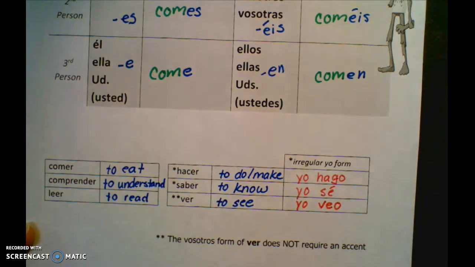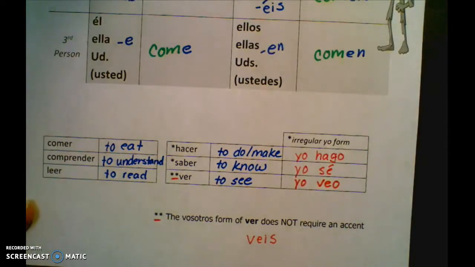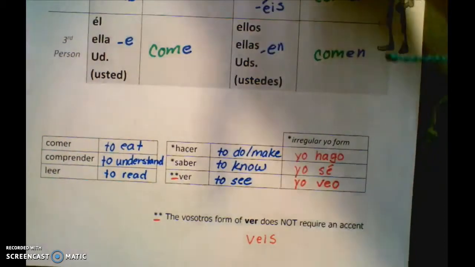All right. Another interesting thing about the verb ver, hence why there's the two asterisks here, okay? The vosotros from the ver does not require an accent. So your stem is V. You had the ais. Normally you would add an accent mark to that E. With this one, you don't. With any of these one-syllable ones, like sois and vais, it does not add an accent mark. So let's go through a couple conjugations.